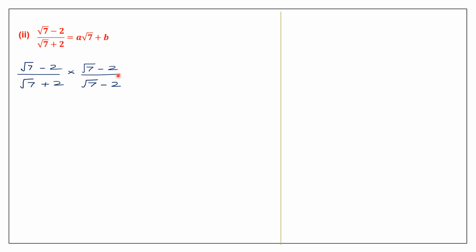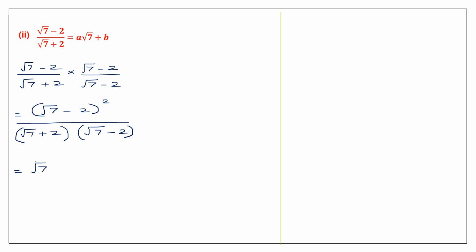So here what do we have? We have root 7 minus 2 and root 7 minus 2, making it root 7 minus 2 the whole square. And in the denominator we have root 7 plus 2 into root 7 minus 2. So here root 7 minus 2 the whole square, we can put it in the form of a minus b the whole square. So that will become a square, that is root 7 square, minus 2ab, that is 2 into a which is root 7, b which is 2, plus b square which is 2 square.